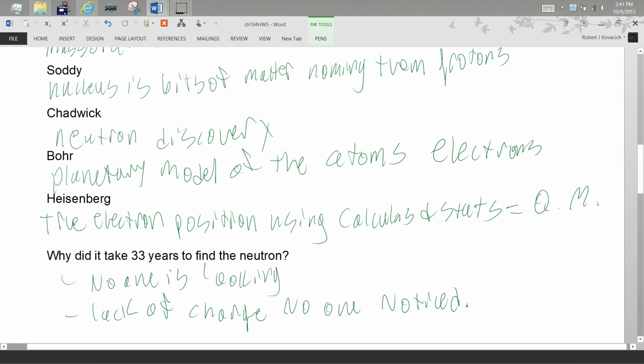Because there was a lack of charge on the neutron, no one noticed that it was there. Anytime that they did any interactions with electric fields or magnetic fields, there was no action by the neutron, so there wasn't anything to see.